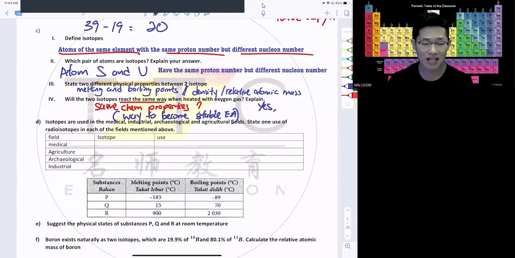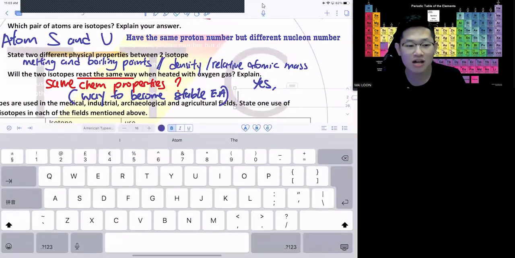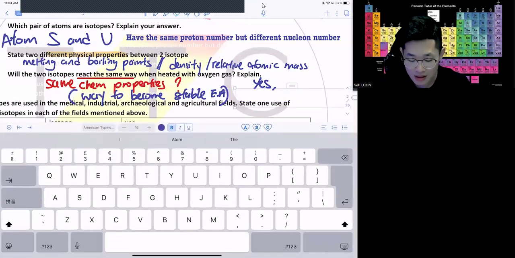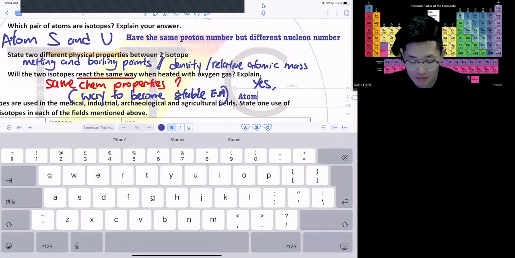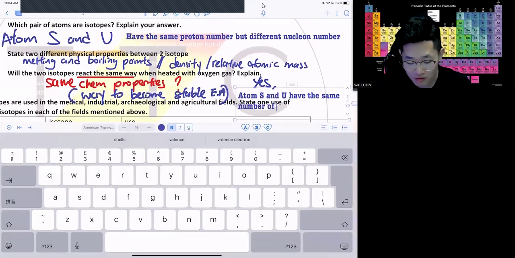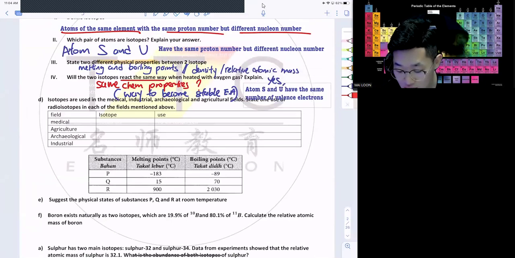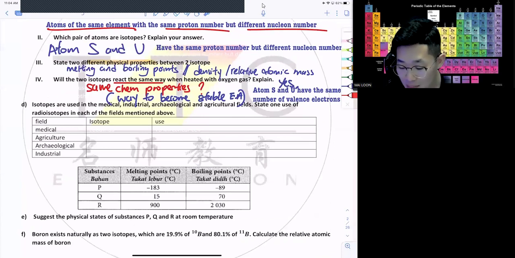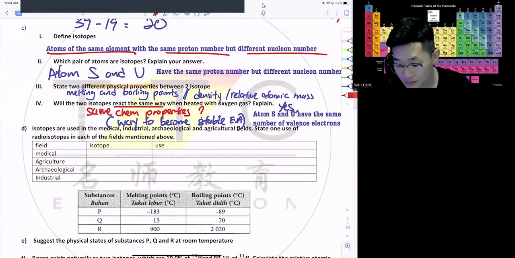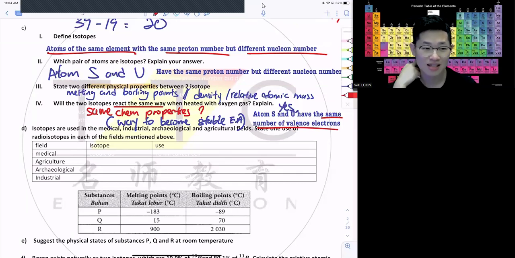So what kind of thing will react the same way, and use the same way to become stable? It is related to their valence electron. So for this kind of question, we will always say yes, it's because the atoms S and U have the same number of valence electrons. Okay, you write down the answer first, then I explain.